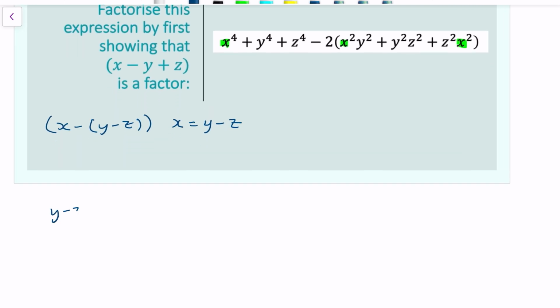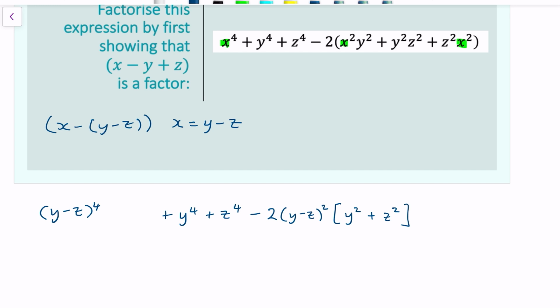So we do y minus z, all to the power of 4. Leave some space because that's going to need the binomial theorem to expand. We've got minus... I'm going to group the stuff together with the x squareds so I do less work. So we've got minus 2x squared, and x squared of course is y minus z all squared, and then I've got that multiplied by y squared and by z squared.